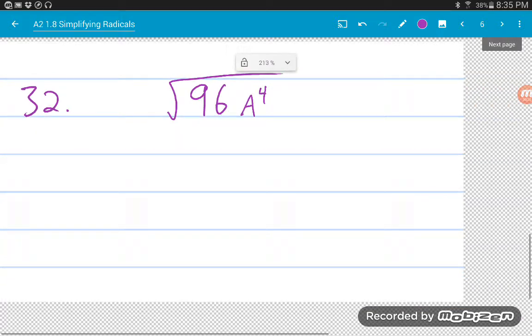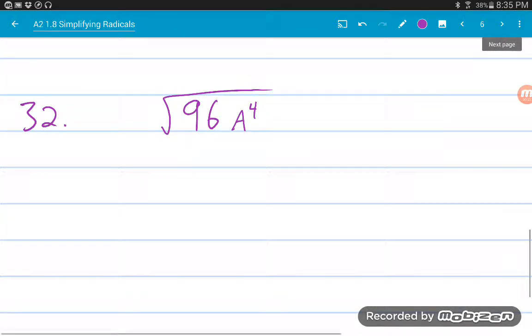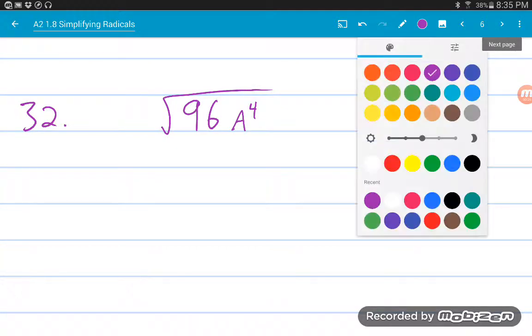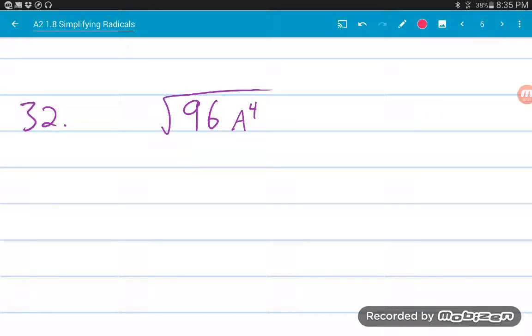32 says the square root of 96 a to the fourth. Now, I know how to break down a to the fourth, but I'm going to have to worry about that 96 anyway. So here's what we have to do. In order to break down the 96, we need to factor it into something that includes a perfect square.